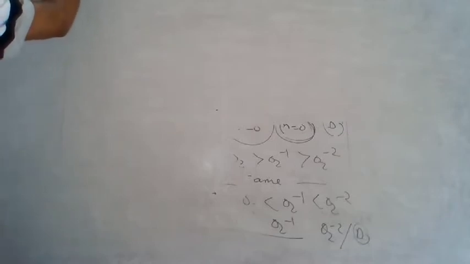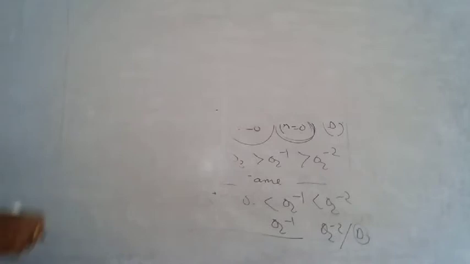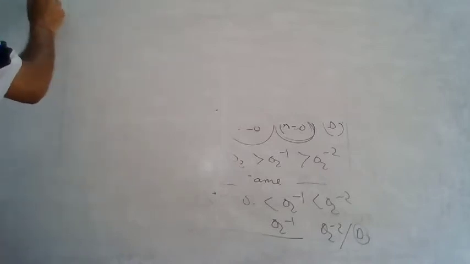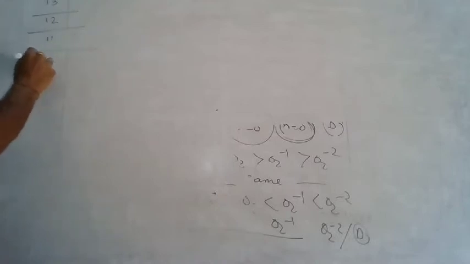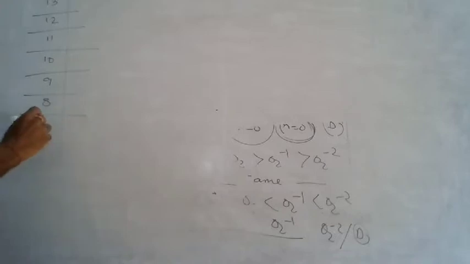And the magnetic property you will see here: the number of unpaired electrons is 2 here. Here the number of unpaired electrons is 1. Here the number of unpaired electrons is also 1. Here the number of unpaired electrons is 2. So the paramagnetism: the O2 minus 2 is paramagnetic. This is paramagnetic. This is paramagnetic.